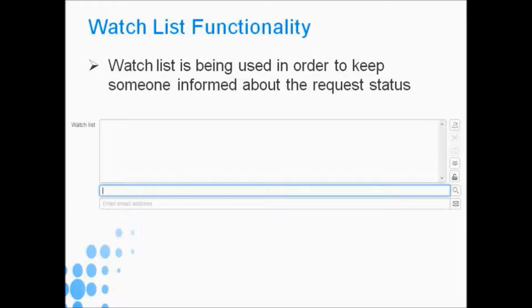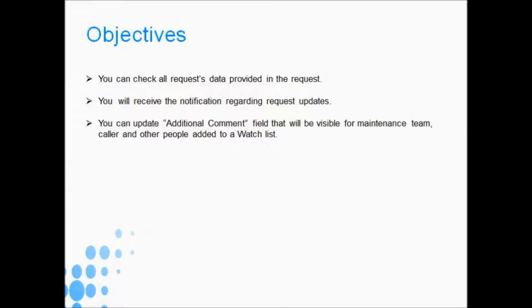Everyone added to the watchlist will have the same visibility of the request as the caller. When you are added to the watchlist, you can check all request data provided in the request. You will receive notifications regarding request updates. You can add an additional comment that will be visible to the maintenance team, the caller, or other people added to the watchlist.